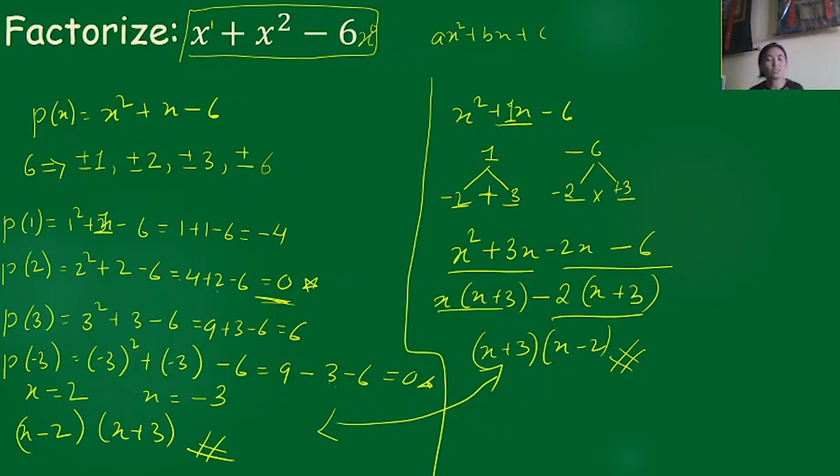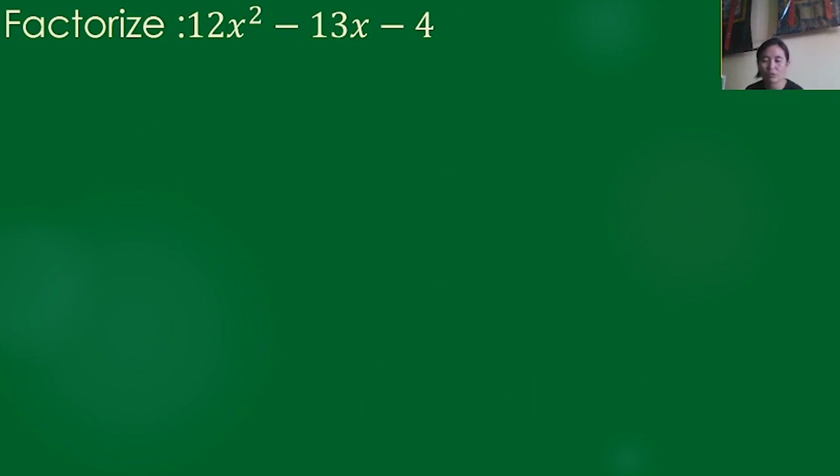So splitting the middle term is much easier as compared to the factor theorem. Factor theorem is easy, but it takes longer time. So with practice you can do it much faster. Okay, now let's move on to the next example, that is quadratic polynomial.